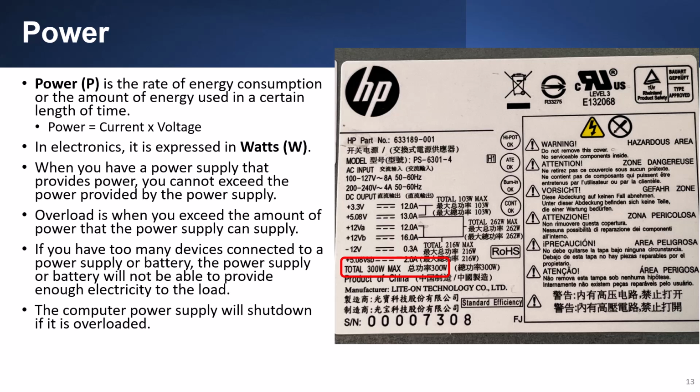A typical computer power supply will be rated between 250 watts and 850 watts, which means that this is the maximum amount of power that the power supply can provide. If you exceed the capability of the power supply, the computer will shut down or reset.